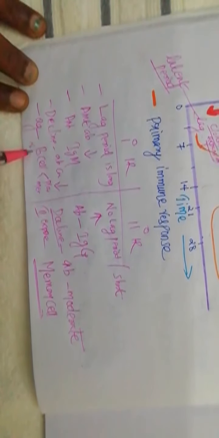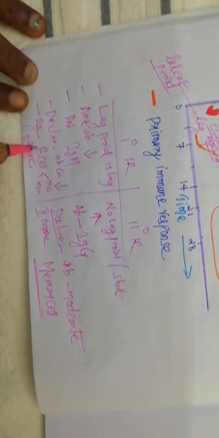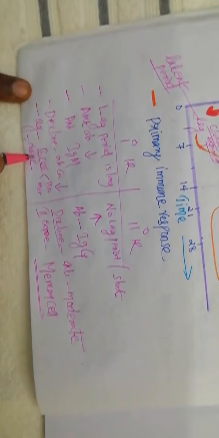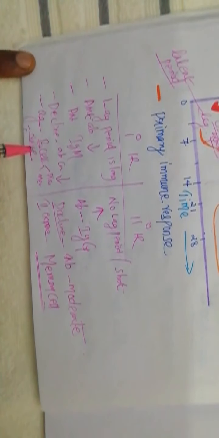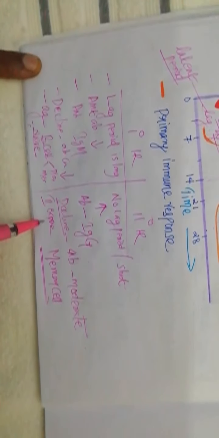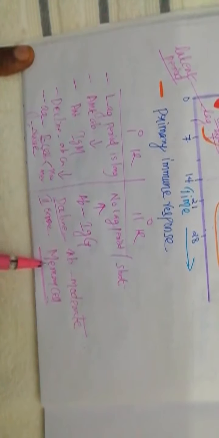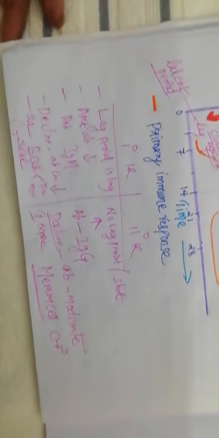Here naive B cell, you remember what is naive B cell? The B cell which has not encountered any antigen, or the freshly formed B cell which just comes out of the bone marrow, is called the naive B cell. Whereas in the second exposure, naive B cells are not involved. Instead, memory cells are involved. The memory cell receptor will directly identify the antigen. Clear? Okay, that's all about the primary and the secondary immune response.